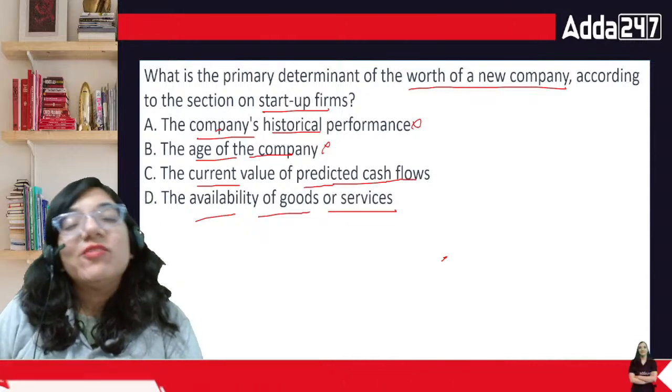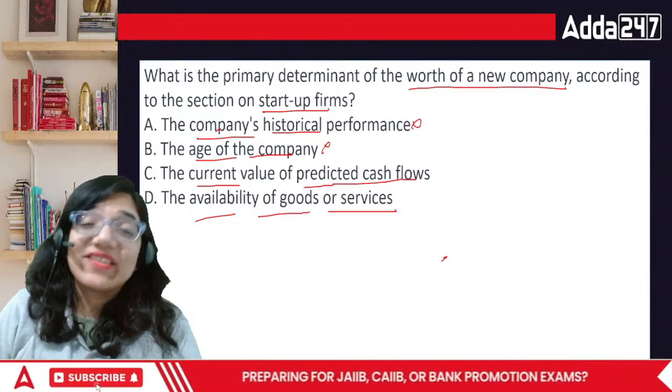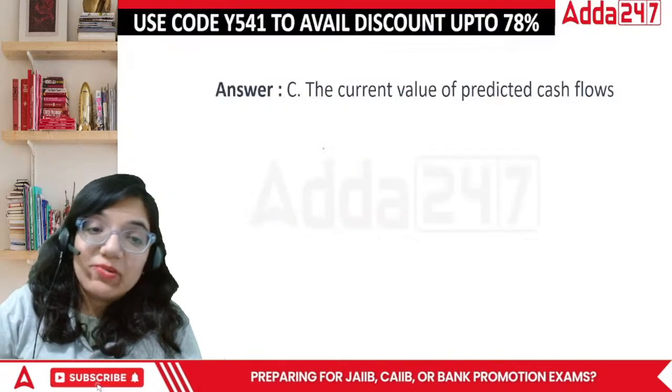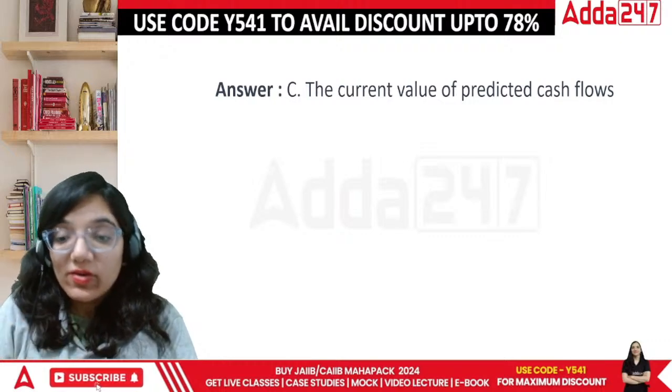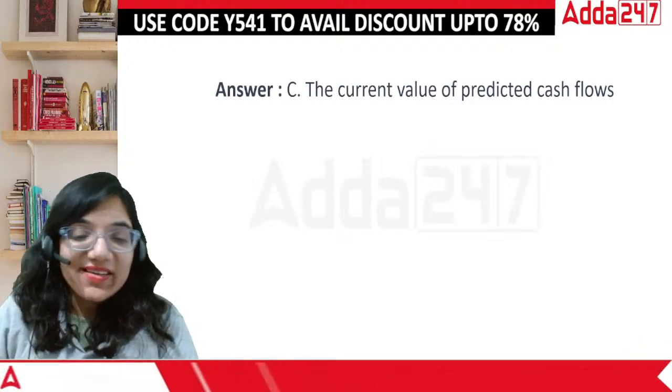So the current value of the predicted cash flows. They do not have a fixed cash flow at all. This one is just predicted. This can be the future cash flows, but this is not sure, okay? So that's the answer for the day.